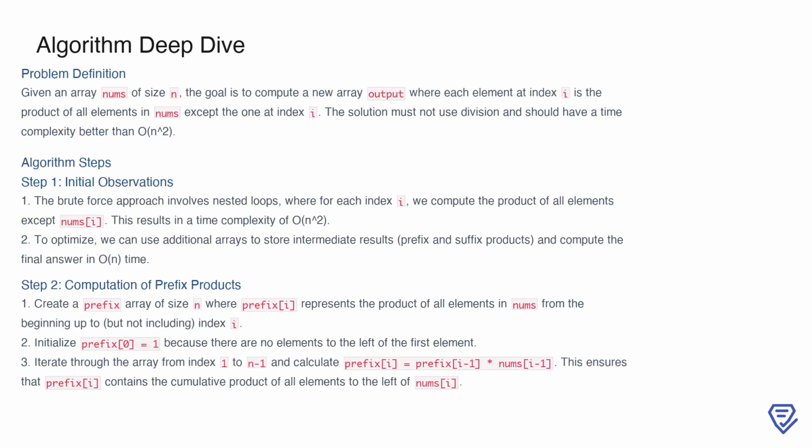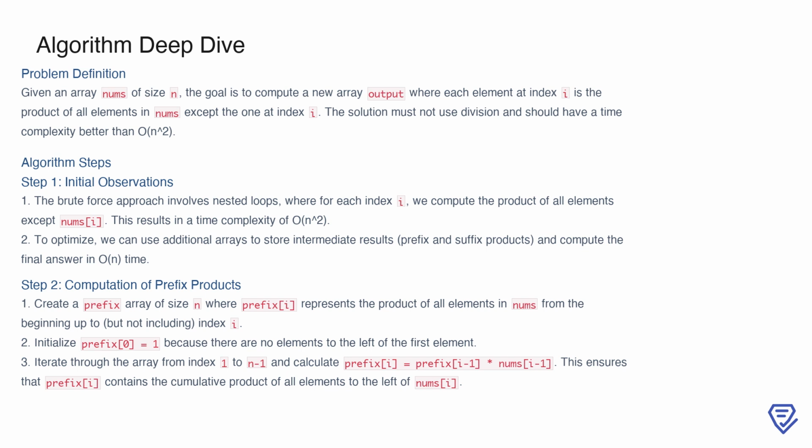To solve this problem, we need to compute a new array where each element is the product of all other elements in the input array except itself. However, we're restricted from using division, and the solution must be efficient, ideally with a time complexity of O(n). A brute force approach, where for each index we multiply all elements except the one at that index, would involve nested loops and result in a time complexity of O(n squared).